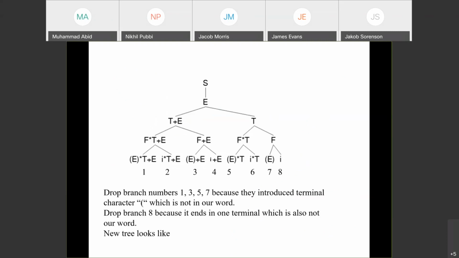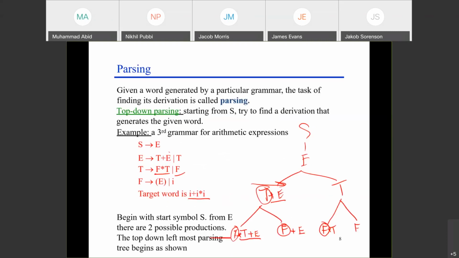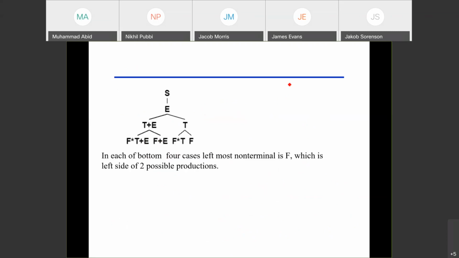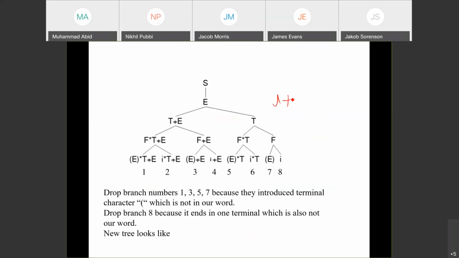And don't forget to always keep in front of you, for the validity check, the word which you want to generate. And which word do you want to generate? I plus I into I. So you want to generate this word, I plus I into I. Now if you see this first node, it has parentheses here, and parentheses is a terminal.